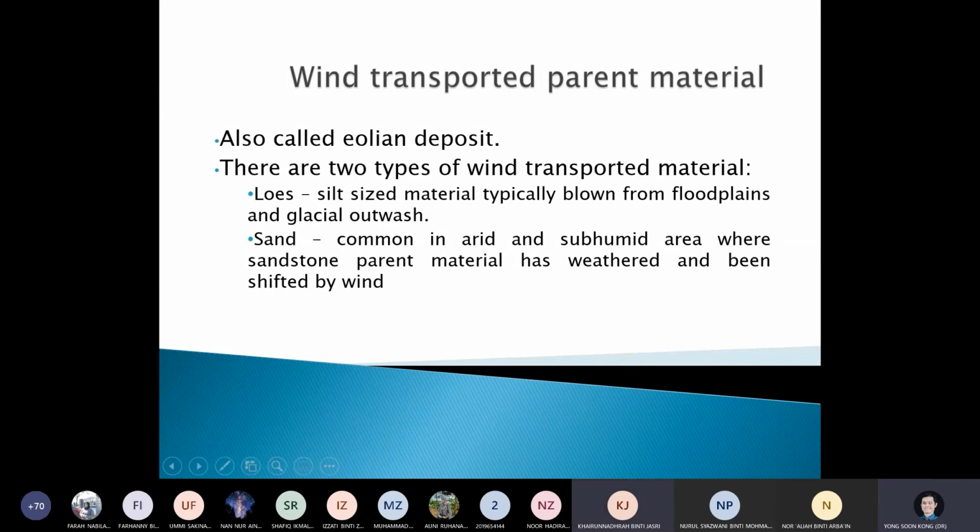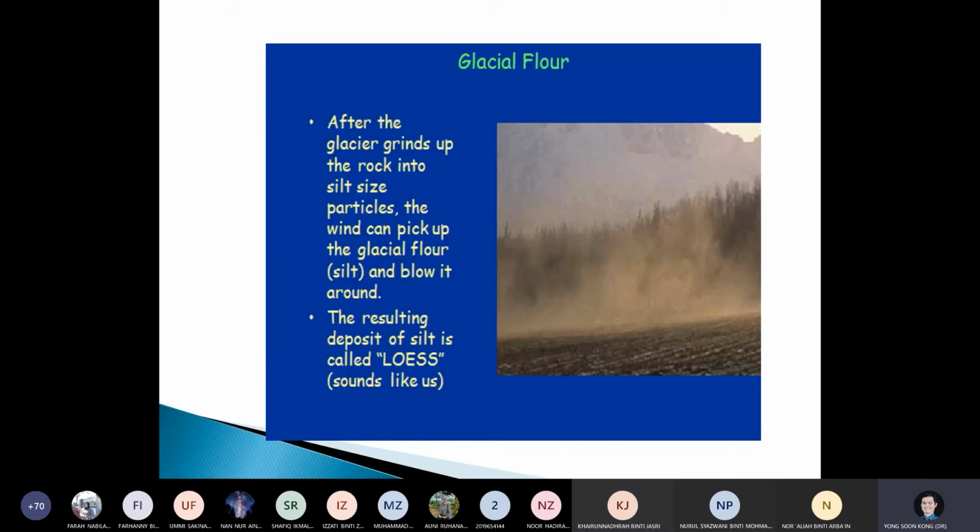They call Aeolian deposit. And I think this one we have gone through a lot last week, things such as loess, sand. These are the result of wind transported materials from wind weathering. So I guess I won't go into elaborate so much since last week.